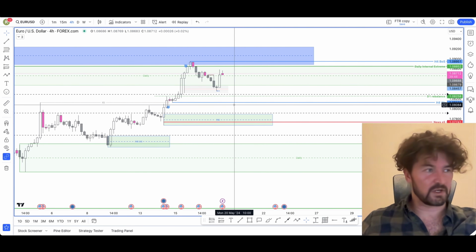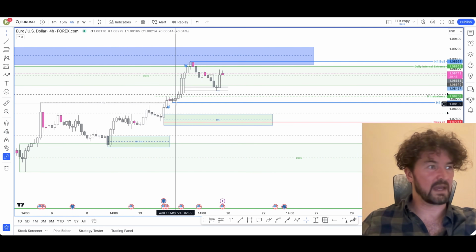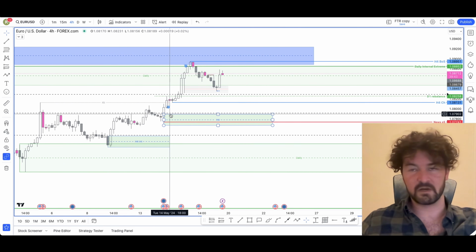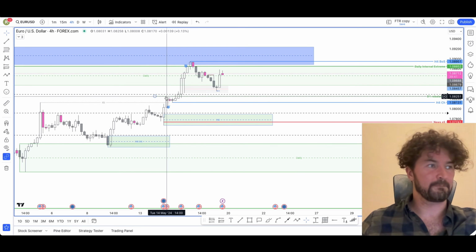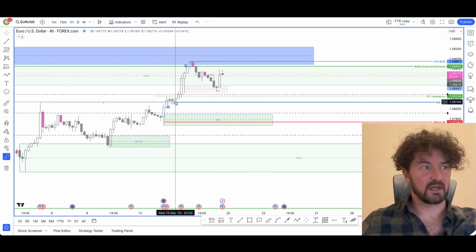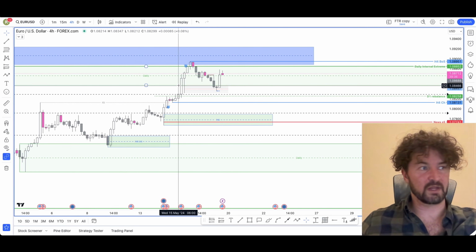The H4 structure, just so you're aware, we finally got that BOS right there. A lot of internal structure over the last week or so. Got a break upwards, got another break. H4 CHOCH went there, BOS went up, up, up, up, up.